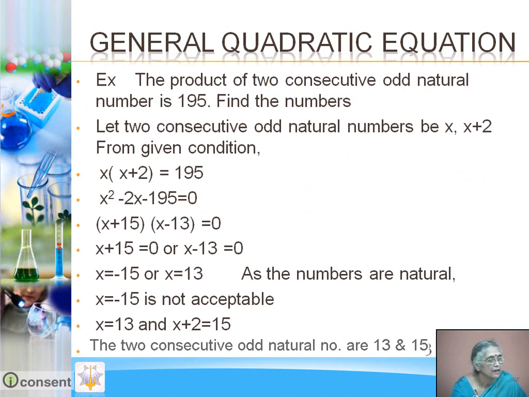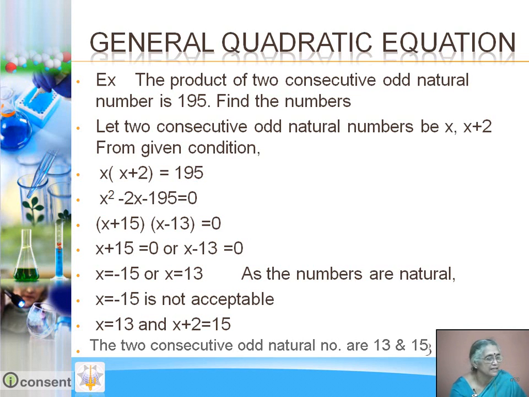So here is one problem. You are given the product of two consecutive odd natural numbers is 195, and find the numbers. What is given to you? The numbers are natural and consecutive. They are odd consecutive. The difference between two odd consecutive numbers is 2. So when you assume one number is x, obviously another number is x plus 2.